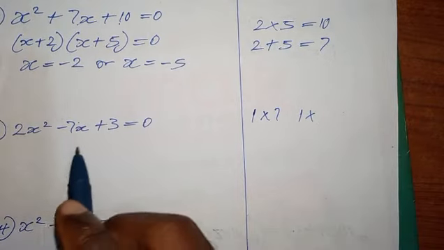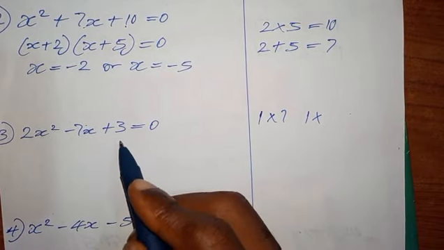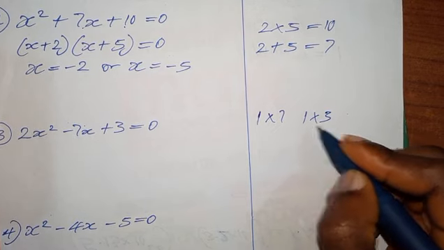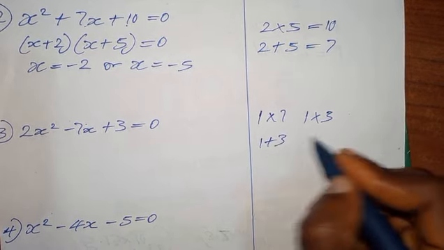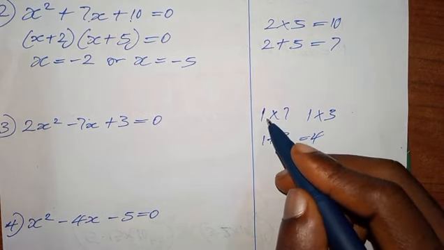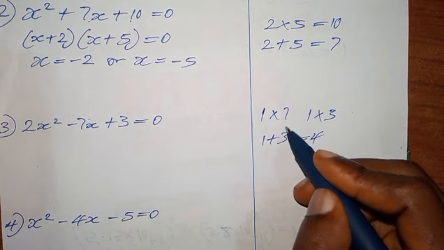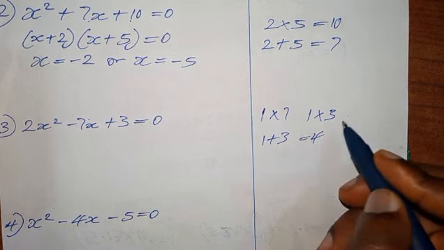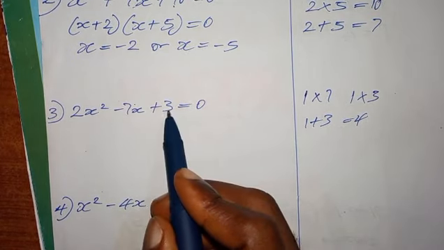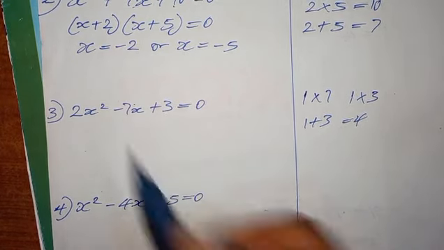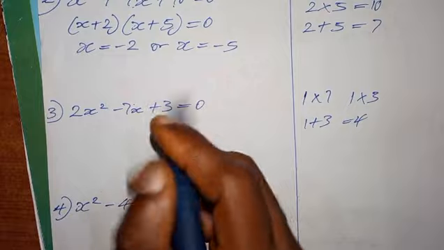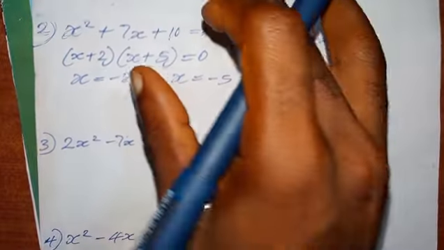The only two numbers that can be multiplied to have 3 are 1 times 3. If you add 1 plus 3, it will give you 4, which is not 7. And if you multiply 1 times 7, it will give you 7, and if you add it, it won't give you 3. What I'm trying to say is that there's no pair of numbers that multiply to give you 3 and add to give you 7. So what you are going to do here is to split the middle term. If you check it very well, it's a little bit different from number 2.